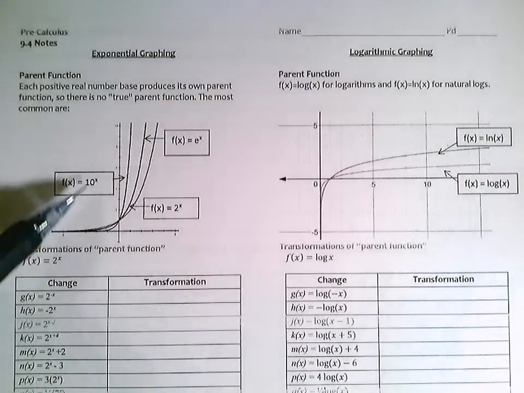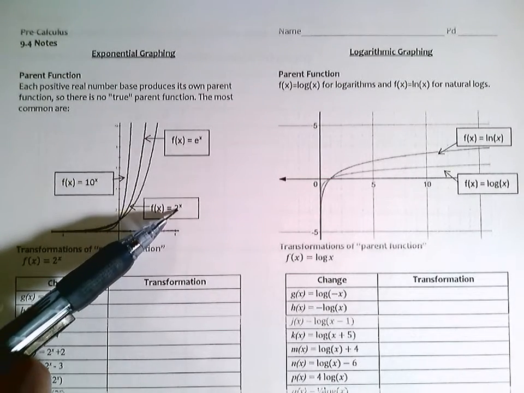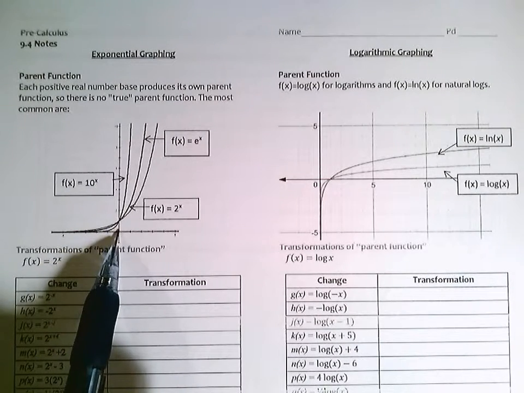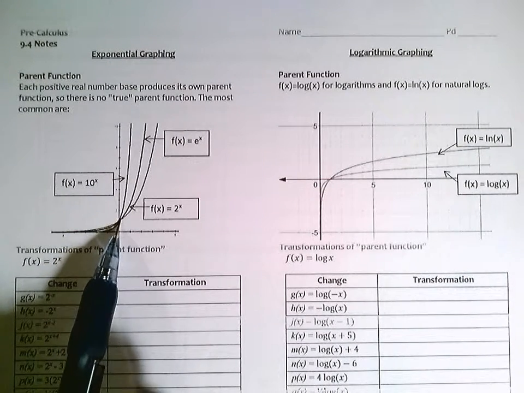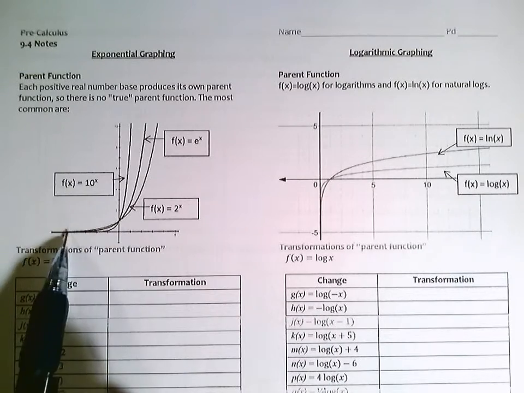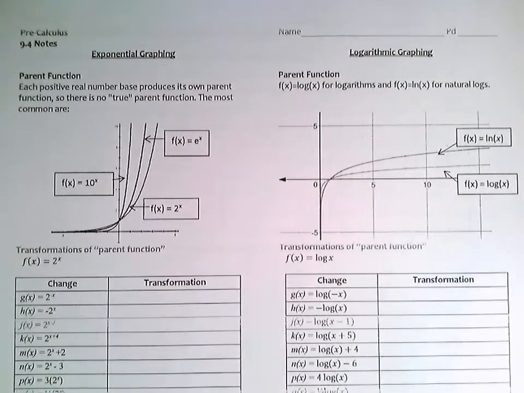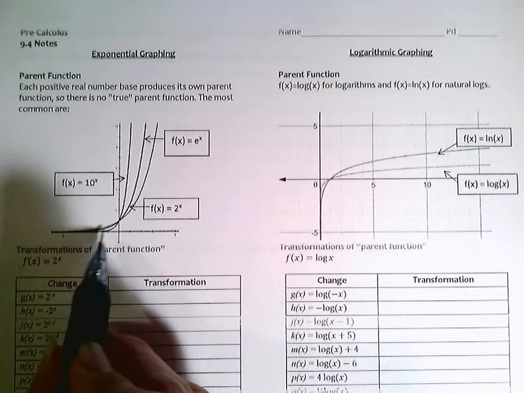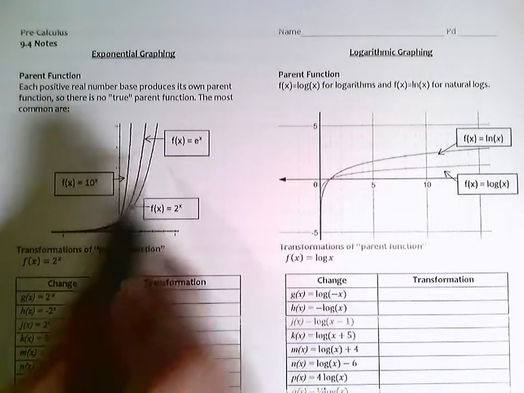But anything to the 0 power, 10 to the 0, 2 to the 0, or e to the 0, is a 1. Therefore, notice when x is 0, they are all intersecting here at y equals 1. That's their y-intercept. If we look at these graphs, notice that they're continuous graphs from left to right, smooth graphs. Basically, if you were to take your pencil and trace them, you would never lift your pencil off the paper.